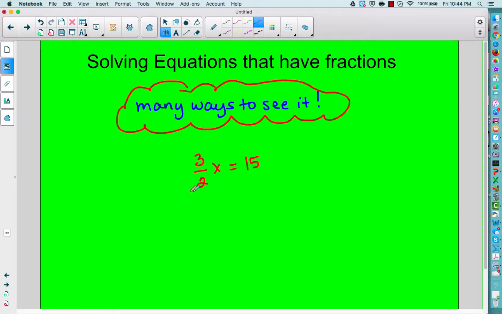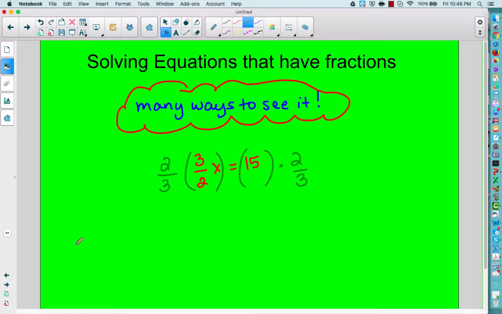We can look at a very standard equation with a fraction times a variable equaling a number. So there's no addition or subtraction going on. It's just a fraction being multiplied to a number. One of the ways that you can solve that is you can multiply both sides by the reciprocal of the number in front of x. In this case, the reciprocal means the flip of it. So I can multiply both sides by 2/3.